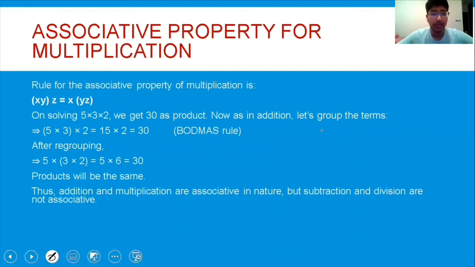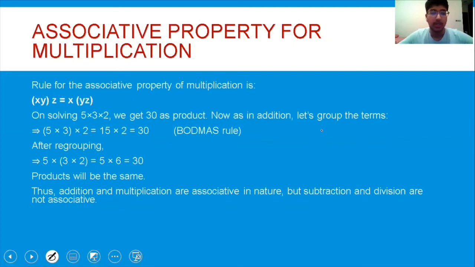Now the associative property for multiplication. The rule states that (x into y) into z is equal to x into (y into z). So again, we'll take 3 terms, 5, 3 and 2. We know that the product is 30. But now there are again 2 ways of multiplying them.